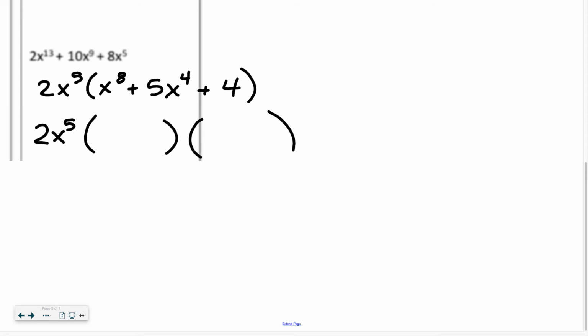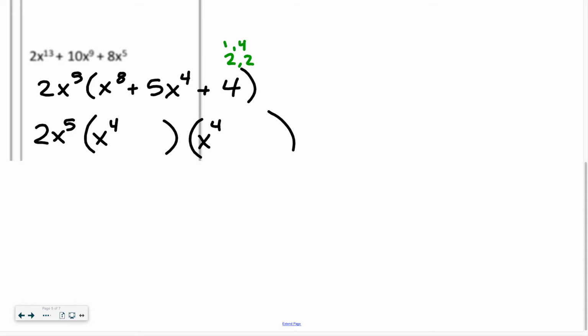What would you choose for your first terms? X to the 4th. Because then when you multiply them together, you'll add the exponents to get x to the 8th, and our outside and our inside terms will be x to the 4th, which is what our middle term is. What are some factors of 4 that you know? 2 and 2, 1 and 4.